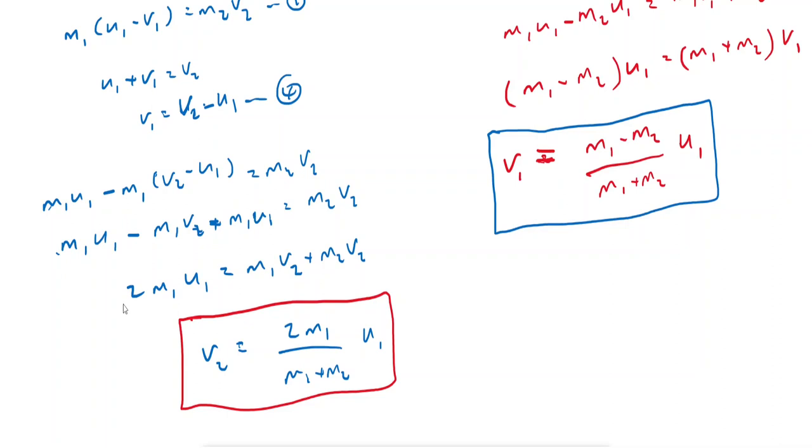All right, so the second case that we can consider is what happens if both of them are moving initially and then they collide. In this situation, I have M1. There's my M1, moving with the velocity U1 in that direction, right?